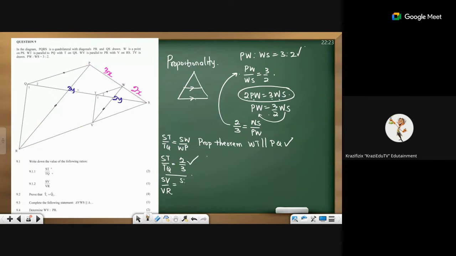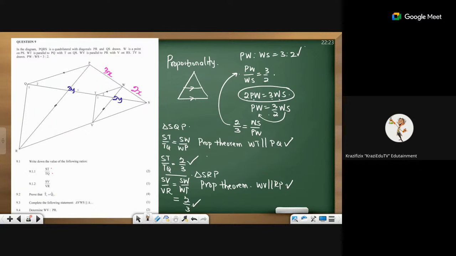SV over VR will also be equal to SW over WP. And if you like, you can even tell the examiner the triangles that you are using. First one, what triangle did I use? Triangle SQP. And the other triangle is SRP. Name the triangle; make it easier for the person marking. What's your reason? Prop theorem. And which lines are parallel? WV parallel to RP. Again, what is SW? SW is 2.